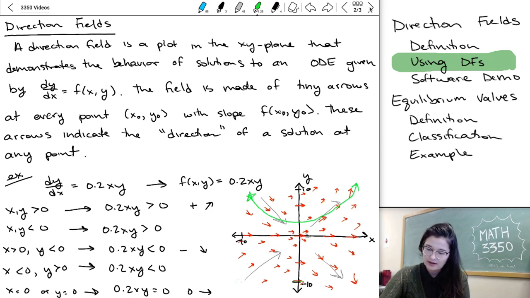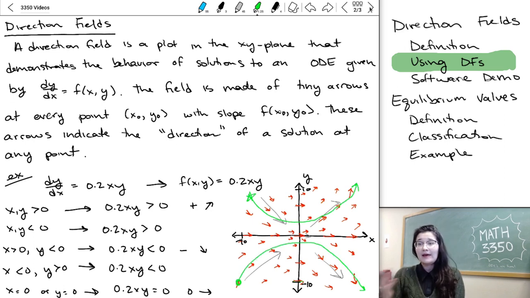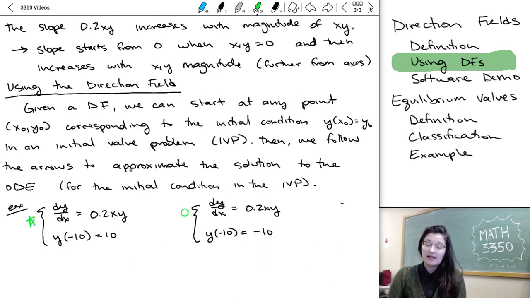I don't know why I keep doing that. Minus 10, minus 10. And I'm just going to follow the arrows. So they start out kind of steep. They start to level off. They become flat. They start to become negative and then more steep. And that would be the solution to this second initial value problem. I guess I shaded that in on the picture. Okay, apparently scribbling means erasing on my tablet. I gotta be careful about that.